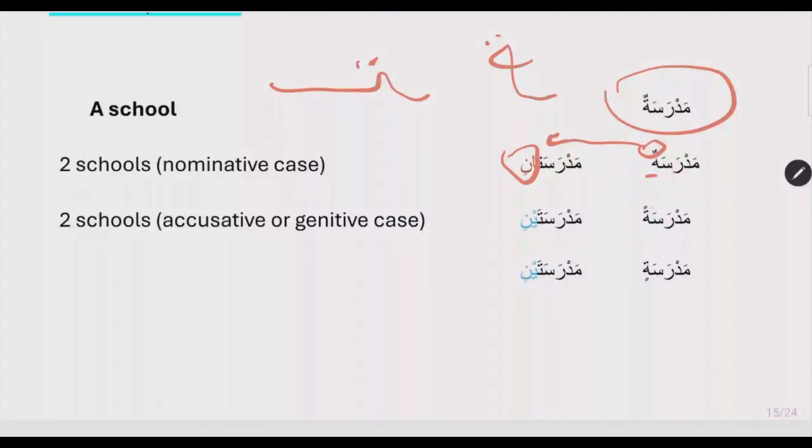And then we said accusative and genitive have got the same. So the fatha or fathatain and the kasra or kasratain becomes the same thing, madrasatini, right? So that's an example of a word that ends in a ta marbuta and how that ta changes its shape in order for you to add the ani or aini as part of that word.